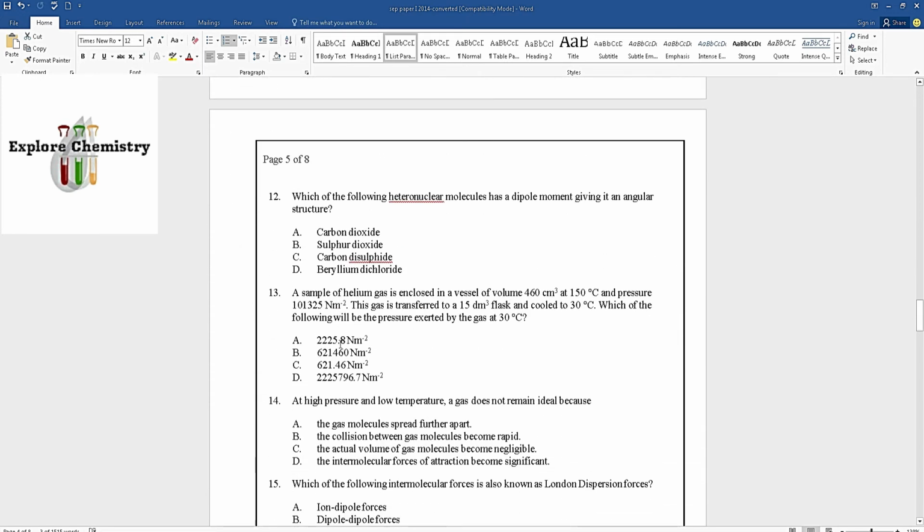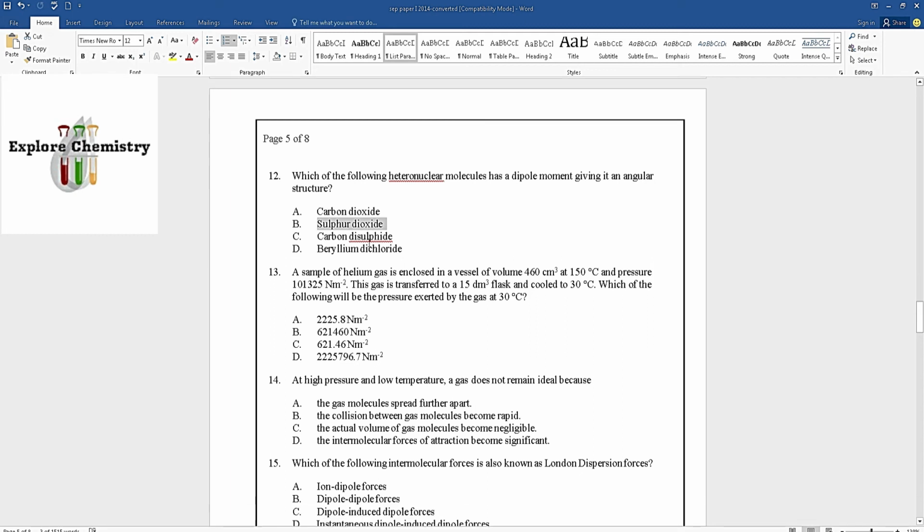Number 12, which of the following heteronuclear molecules has a dipole moment giving it an angular structure? So let's check. Carbon dioxide has a linear structure. Carbon disulfide is similar to carbon dioxide, having a linear structure. Beryllium dichloride also has a linear structure with no lone pair. But in sulfur dioxide, there is one lone pair present. Due to that lone pair, the structure will become bent or angular. So sulfur dioxide is the correct answer.